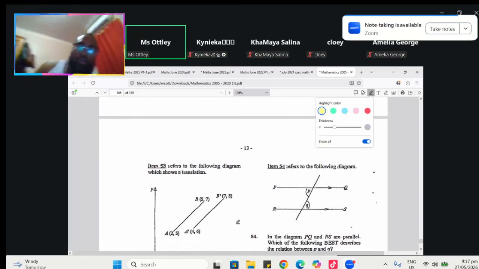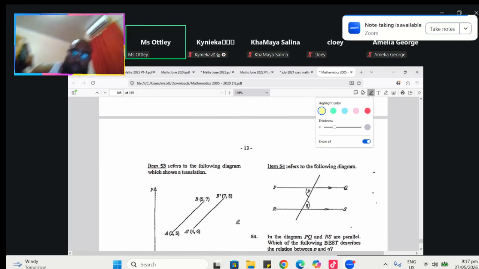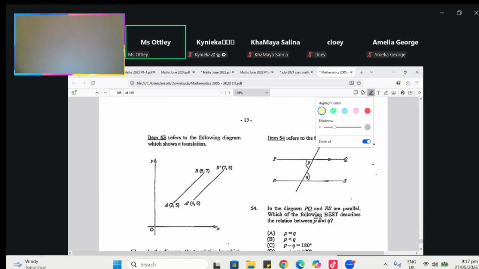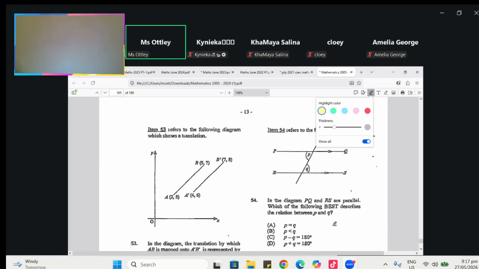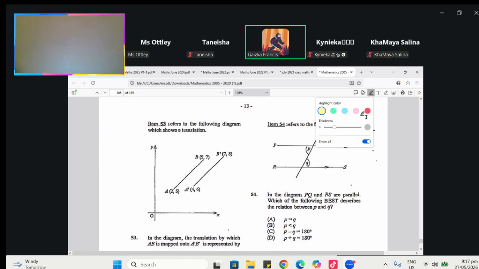Number 54. Item 54 refers to the following diagram. In the diagram, P, Q, and RS are parallel. Which of the following best describes the relations between P and Q? A. They are equal.